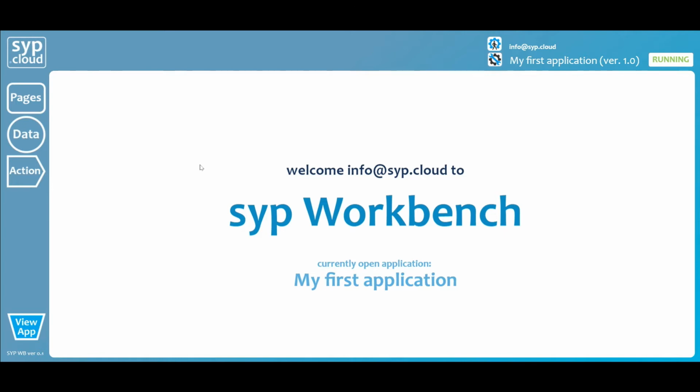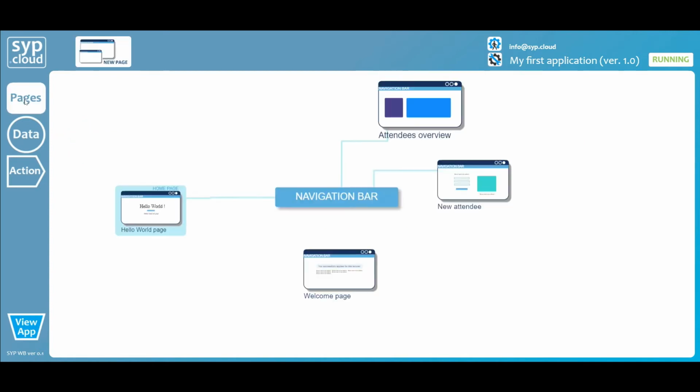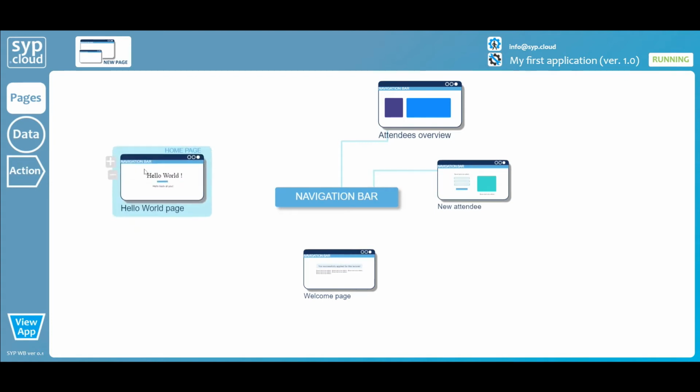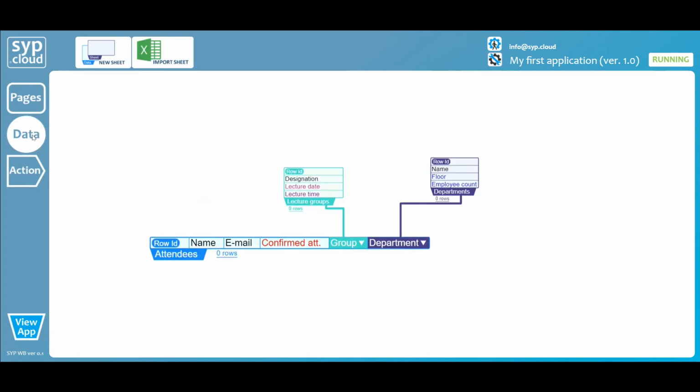So, first, the environment itself. To the left there are three main ingredients from which your apps are going to be baked. Pages, data, and actions. In Pages you design the visual aspect of your app: pages, buttons, data tables, pictures and others. In Data you will be modeling data and information.